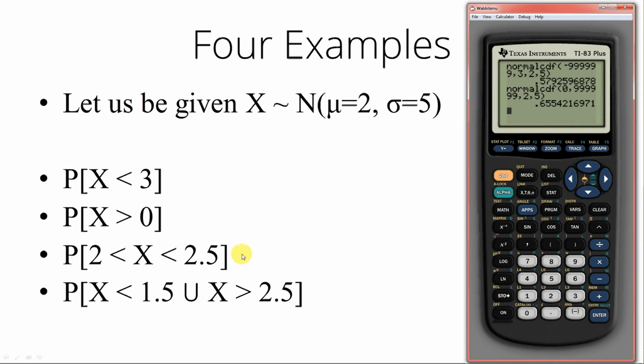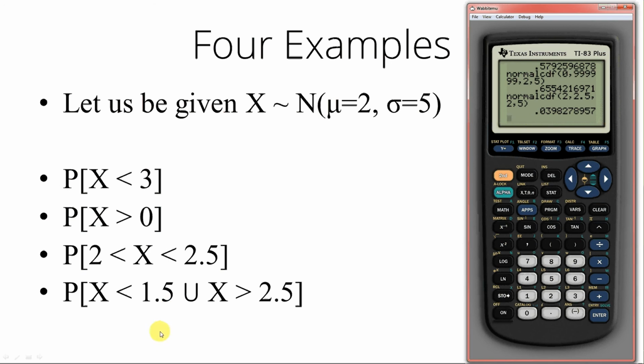Third example is the easiest one because you have an explicit lower bound and an explicit upper bound. Second VARS, normalcdf. The minimum is 2, maximum is 2.5. Again, the mean is 2, and the standard deviation is 5. So the probability that x is between 2 and 2.5 is 0.0398.